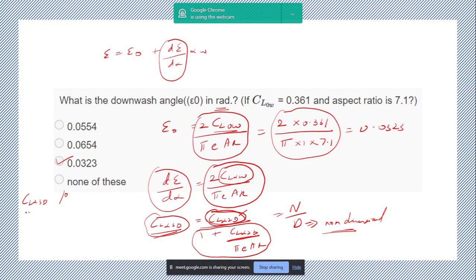If in the question they have asked you CL alpha 3D in per radians, then you keep your numerator also in per radians. Accordingly, you change it, but the denominator has to be in per radians. This is all you have to remember. For these terms, since they are non-dimensional, it always has to be in per radians. If the CL alpha 3D is asked in per degrees, then you keep your numerator in per degrees. Everything else per radians. That's all.